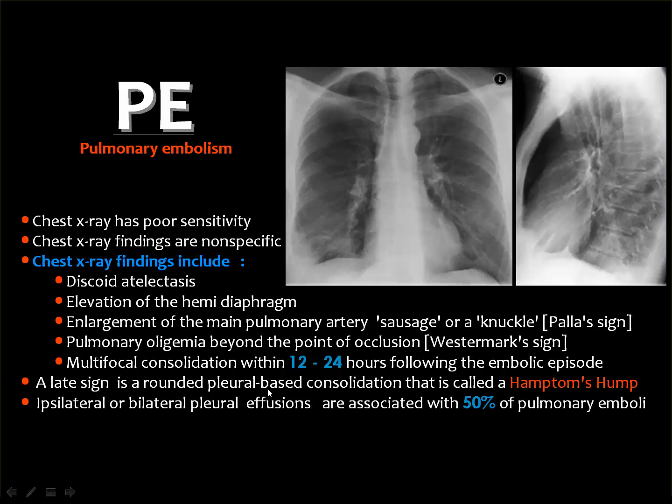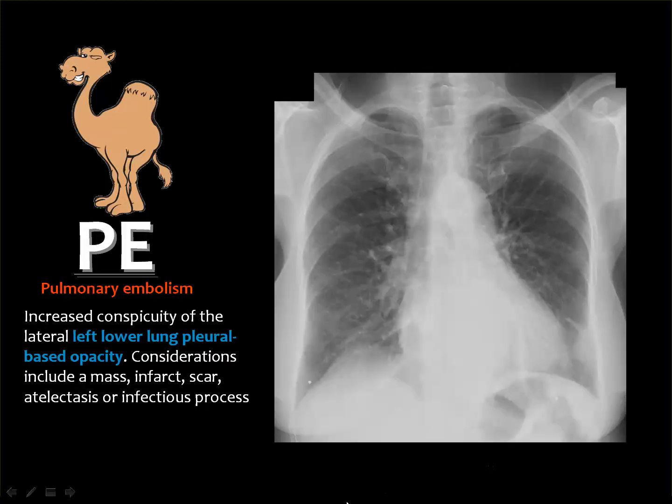The pleural-based consolidation, which is usually triangular in shape with the base outside and the apex inside, is often called the Hampton hump sign. But this is not usually evident in most of the cases. An associated pleural effusion is a well-known finding in patients with pulmonary embolism.